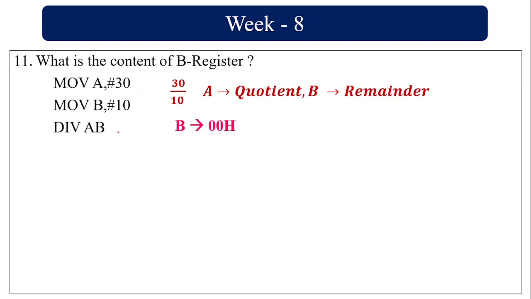So here in division, the quotient is moved to your accumulator and the remainder is moved to your B register. So since both your 30 and 10 are decimal, since they didn't give any H here, it's decimal. So 30 divided by 10, quotient will be 3, remainder will be 0.